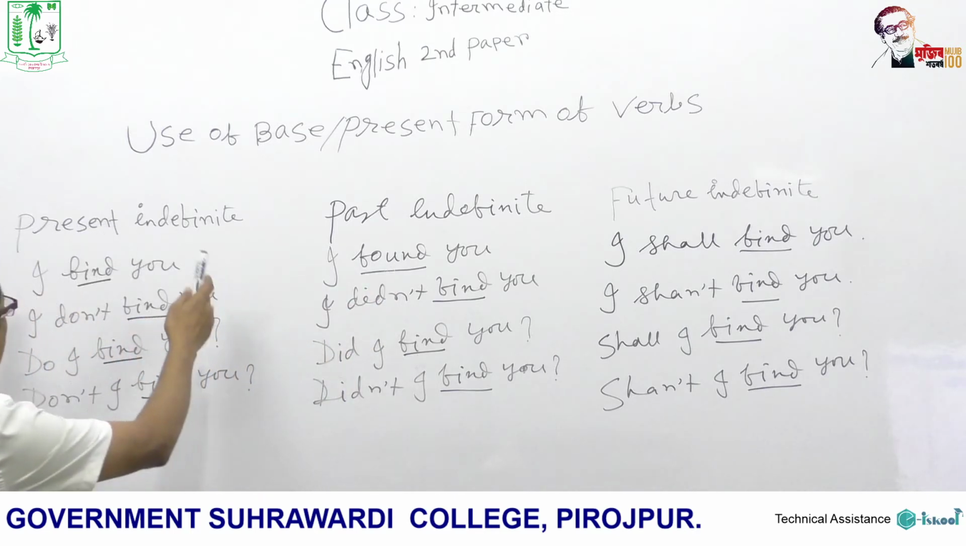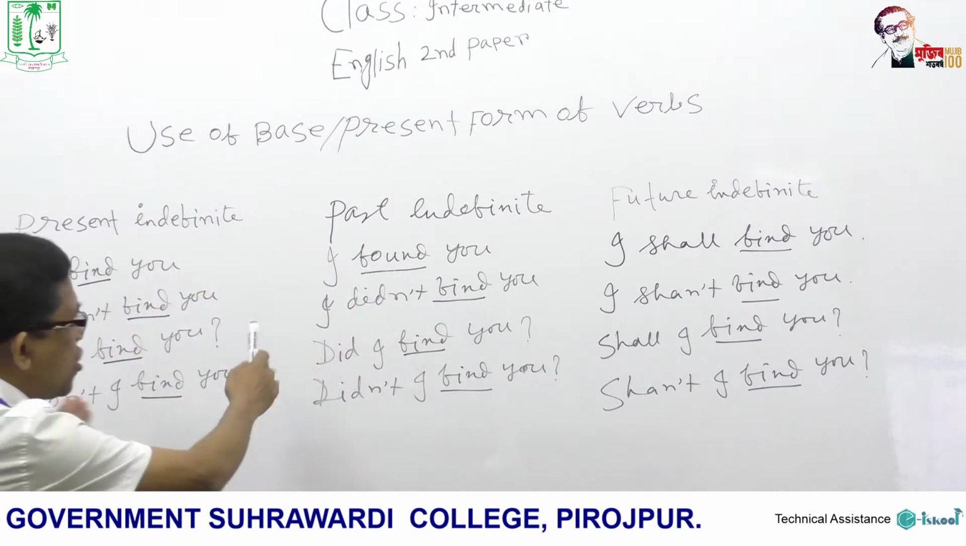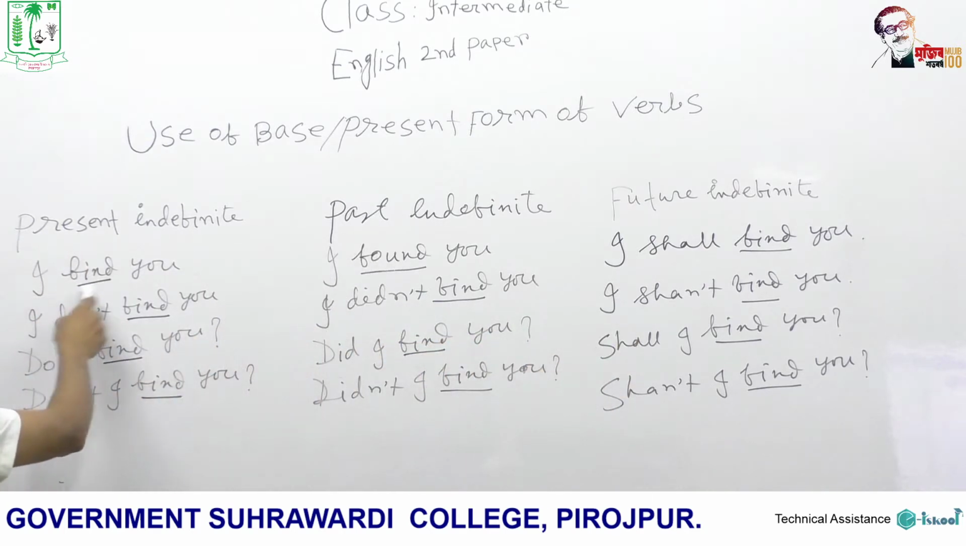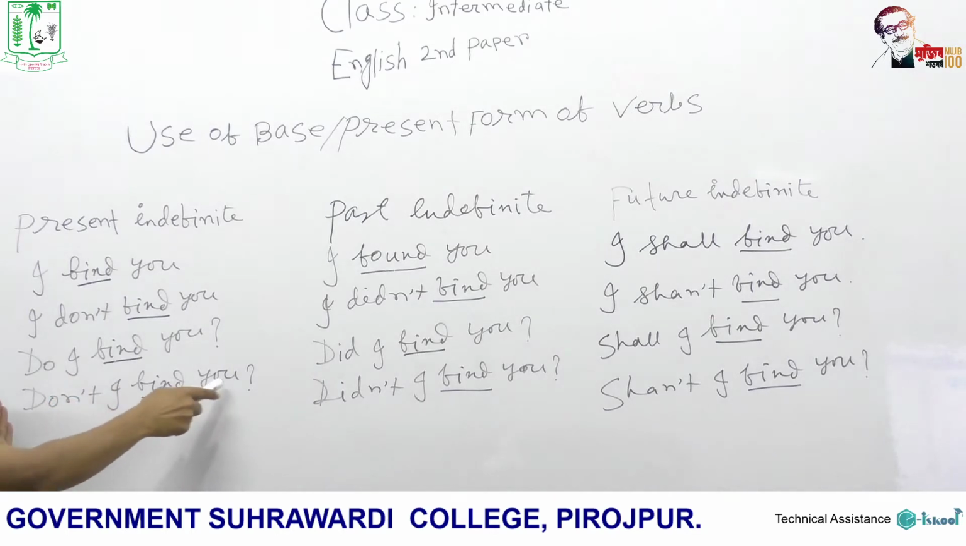So, present indefinite tense, in each of the cases we are getting 4 sentences or 4 structures. This is present indefinite tense, of course, but this is affirmative sentence. So, in present indefinite tense, in affirmative sentence, we are to use the base form of main verbs, that is find. That is why I have used find. And then in negative sentence, I have also used find. And then in interrogative sentence, I have also used find, that is the base form. And in negative interrogative sentence, I have also used the base form.